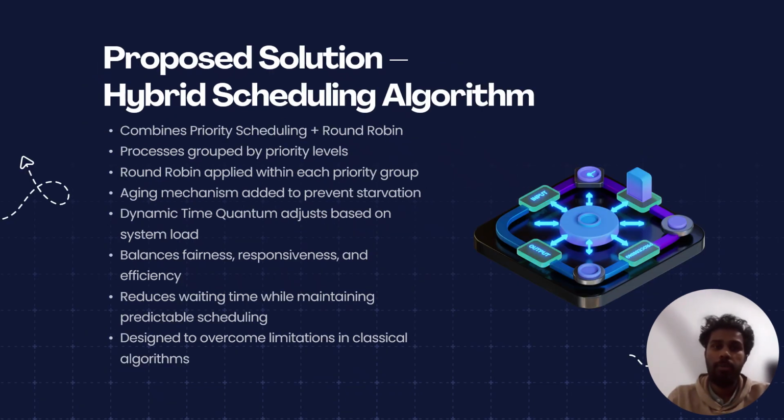Here is the proposed solution, a hybrid scheduling algorithm. It combines priority scheduling with round robin using priority classes, aging to prevent starvation, and a dynamic time quantum that adapts to system load, ultimately providing a more balanced, fair, and efficient solution than classic methods.